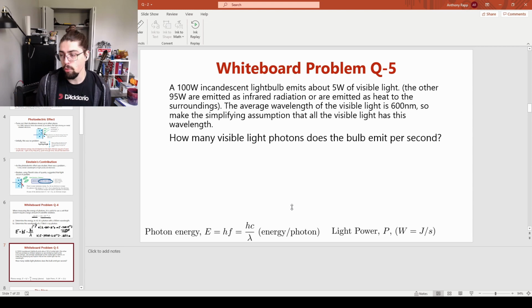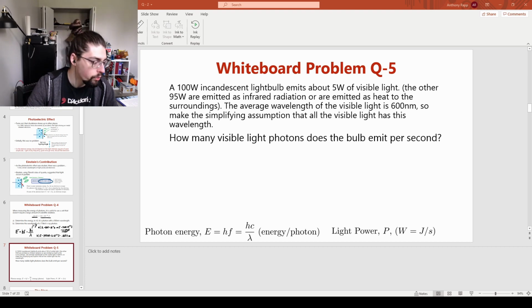If the average wavelength of visible light is right around, say, 600 nanometers, right around yellow, simplify the assumption, it's all at that wavelength rather than actually looking at the full spectrum. Let's just assume it's all that one particular wavelength, 600 nanometers. How many visible light photons does the bulb emit per second? Some fancy equations to help you down there at the bottom. Take the next 3 or 4 minutes. See if you can come up with an answer for this one.